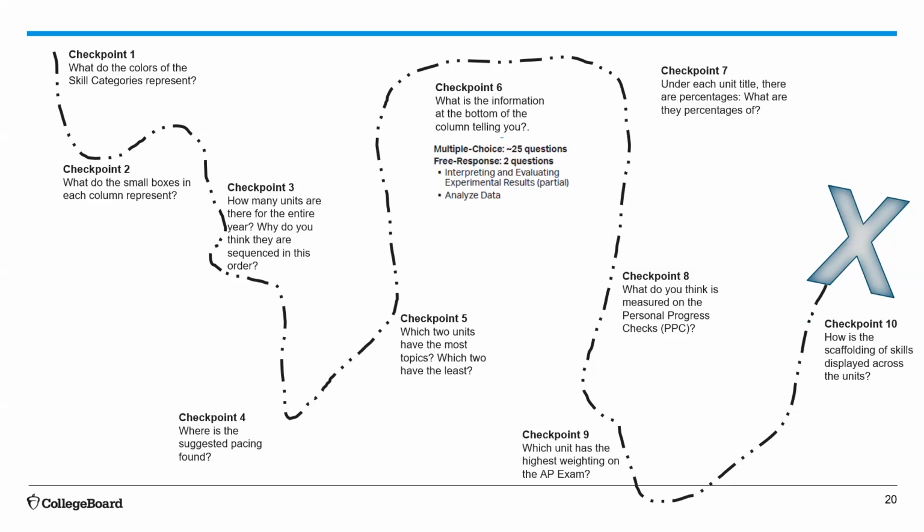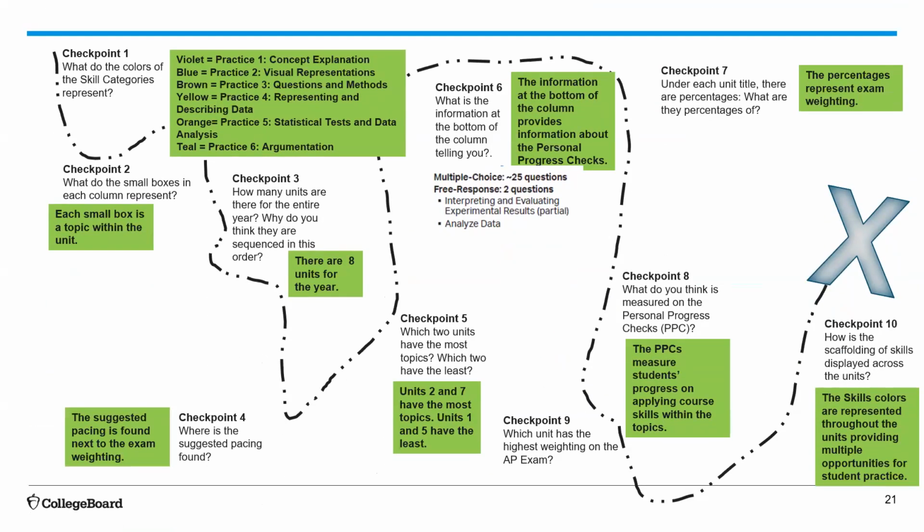Okay, welcome back. So checkpoint number 1, what do the colors of the skill categories represent? The different science practices. Checkpoint number 2, what are the small boxes in each column? Each small box is a subtopic within a unit. Checkpoint number 3, how many units are there for the entire year? 8.